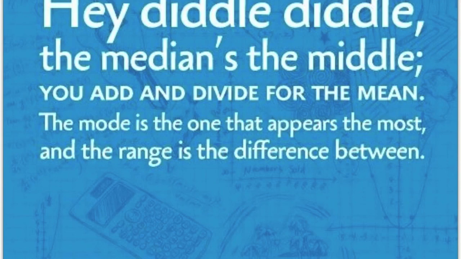I hope this lesson has helped you with mean, median, mode, and range. I found this rhyme online, and it goes: Hey diddle diddle, the median's in the middle, you add and divide for the mean. The mode is the one that appears the most, and the range is the difference between. So hopefully that rhyme will help you remember the differences between the 4 averages.